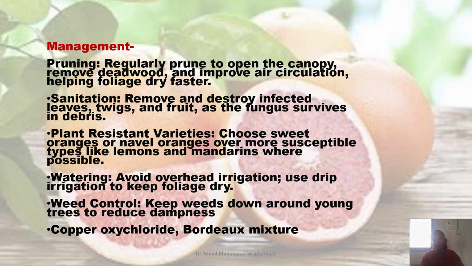Coming to the next point, that is sanitation. We have to remove and destroy the infected plant parts because they carry the fungus or its spores. Fungus and its spores can survive inside the infected plant part. We have to go for the use of resistant varieties, as sweet orange and navel orange are more susceptible in nature to this disease. So we have to go for resistant varieties.